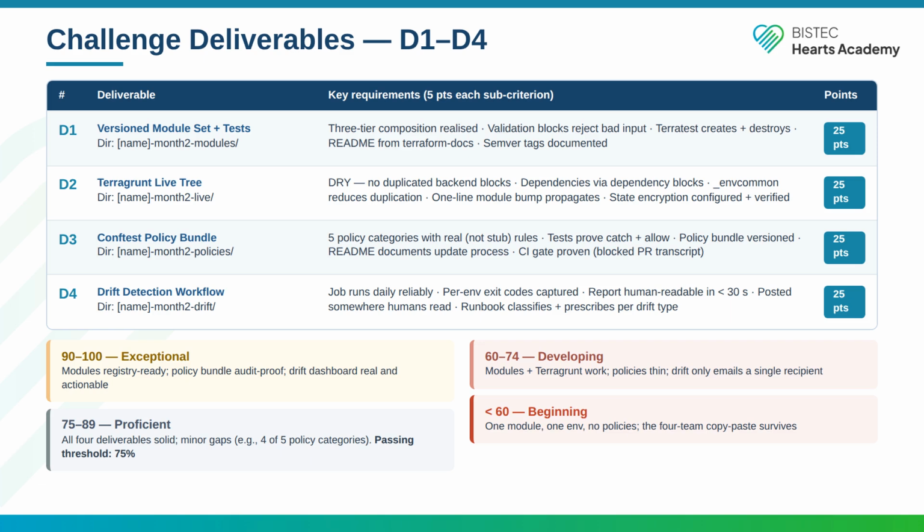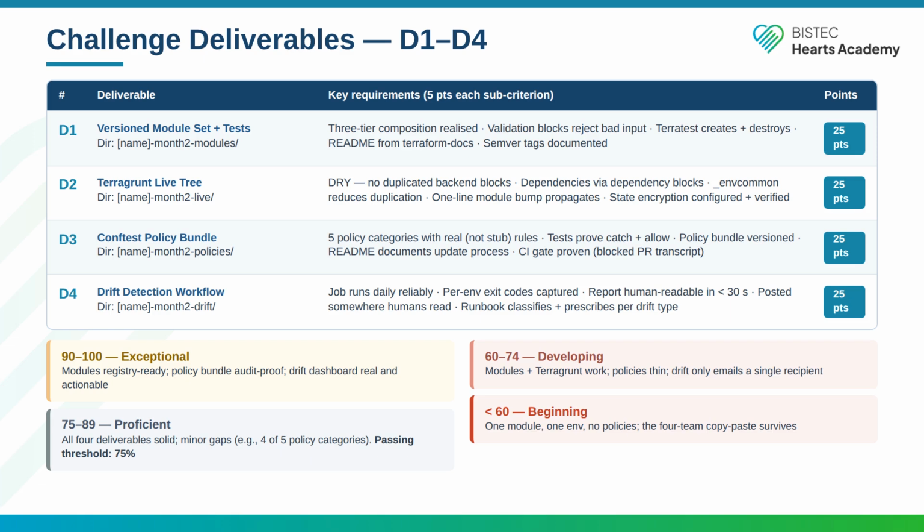Deliverable 2 is the Terragrunt live tree. DRY backend configuration, with no duplication per component. Dependencies wired via dependency blocks rather than remote state data sources. The env common directory reducing duplication meaningfully across environments. A 1-line module version bump that propagates to all environments as expected. And state encryption configured and verified.